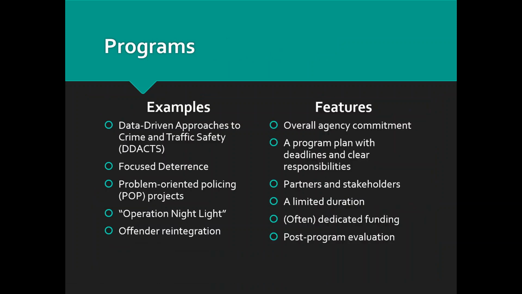Some of the characteristics of programs are that you have a specific plan with clear deadlines and clear responsibilities throughout the agency. You've developed an appropriate list of partners and stakeholders. You typically do it for a limited duration, and I don't mean you necessarily end the program, but you do it in stages, so that there's a start date and an end date, or at least a pause date where you take a look and evaluate what's going on. You may often have specific dedicated funding for a program, and at the end of it, you're going to evaluate how you did. And of course, this is all describing things that are important to DDACTS, and so that's why I've provided that as one of the examples on the left-hand side. The program is the ultimate way of ensuring that crime analysis is used effectively within the agency.